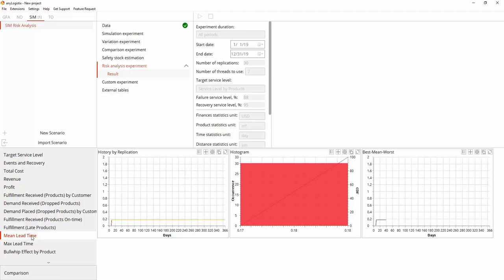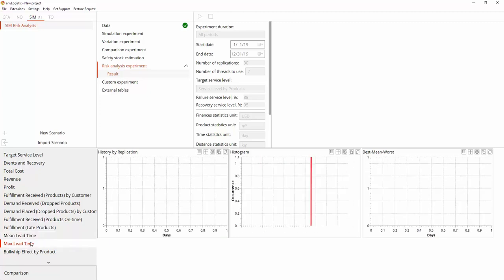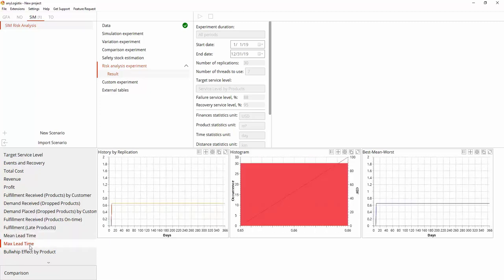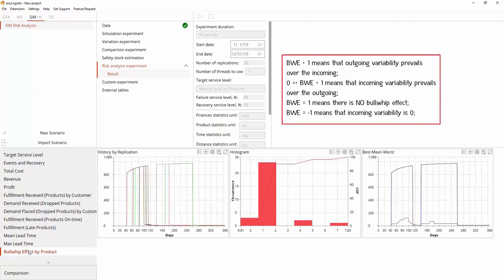Mean delivery time, max delivery time, bullwhip effect by product shows statistics on the supply chain inefficiencies, where orders sent to the manufacturer and supplier create larger variance than the sales to the end customer.